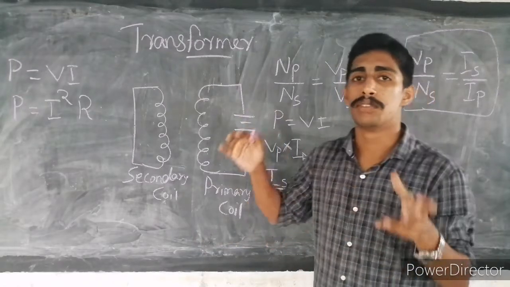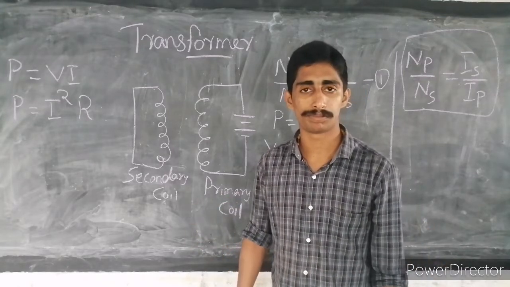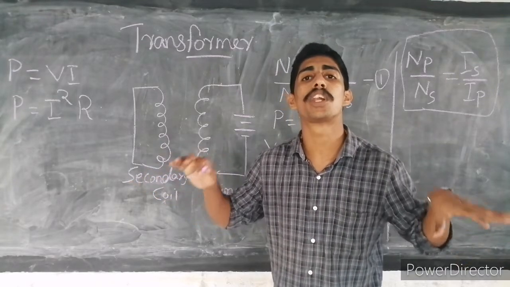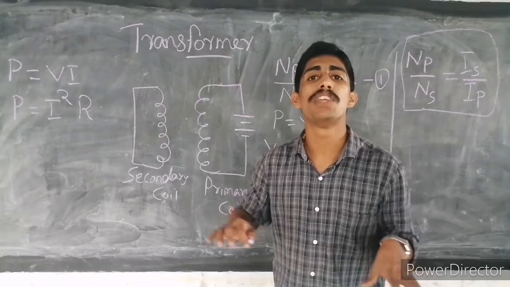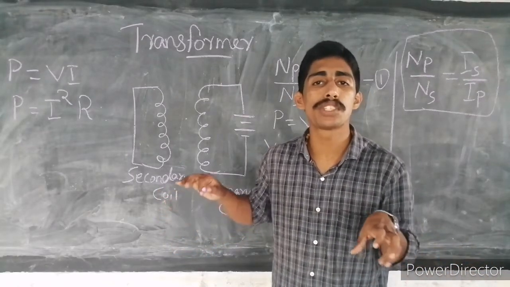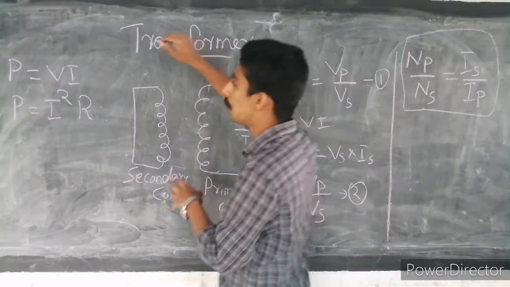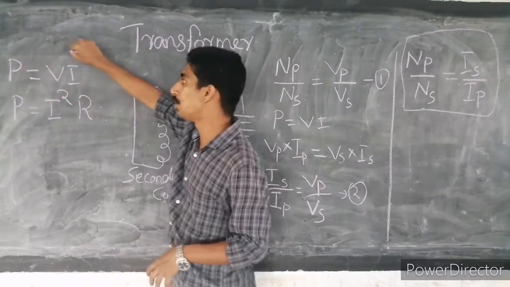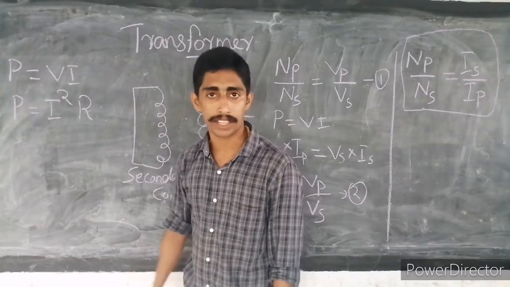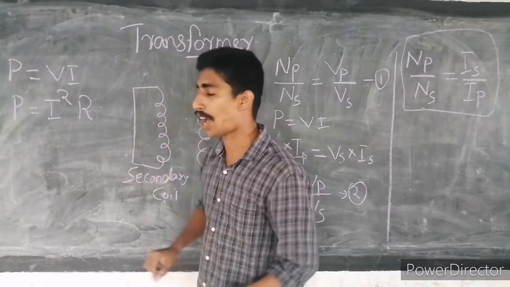Then the first question: for what are we using the transformer? In a single word, I can say that to reduce the power loss, we are using the transformer. So we know two equations: P is equal to VI and P is equal to I square R.